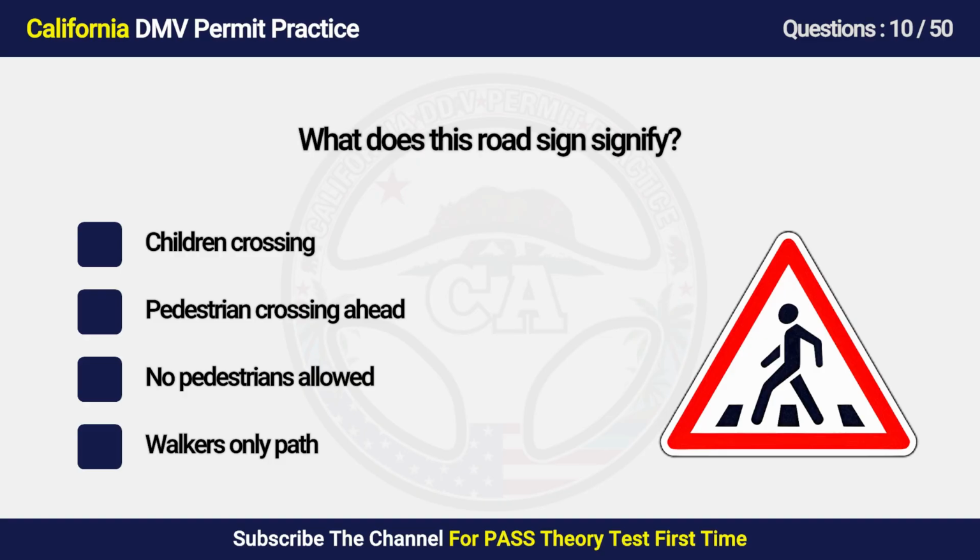A. Children crossing. B. Pedestrian crossing ahead. C. No pedestrians allowed. D. Walkers only path.